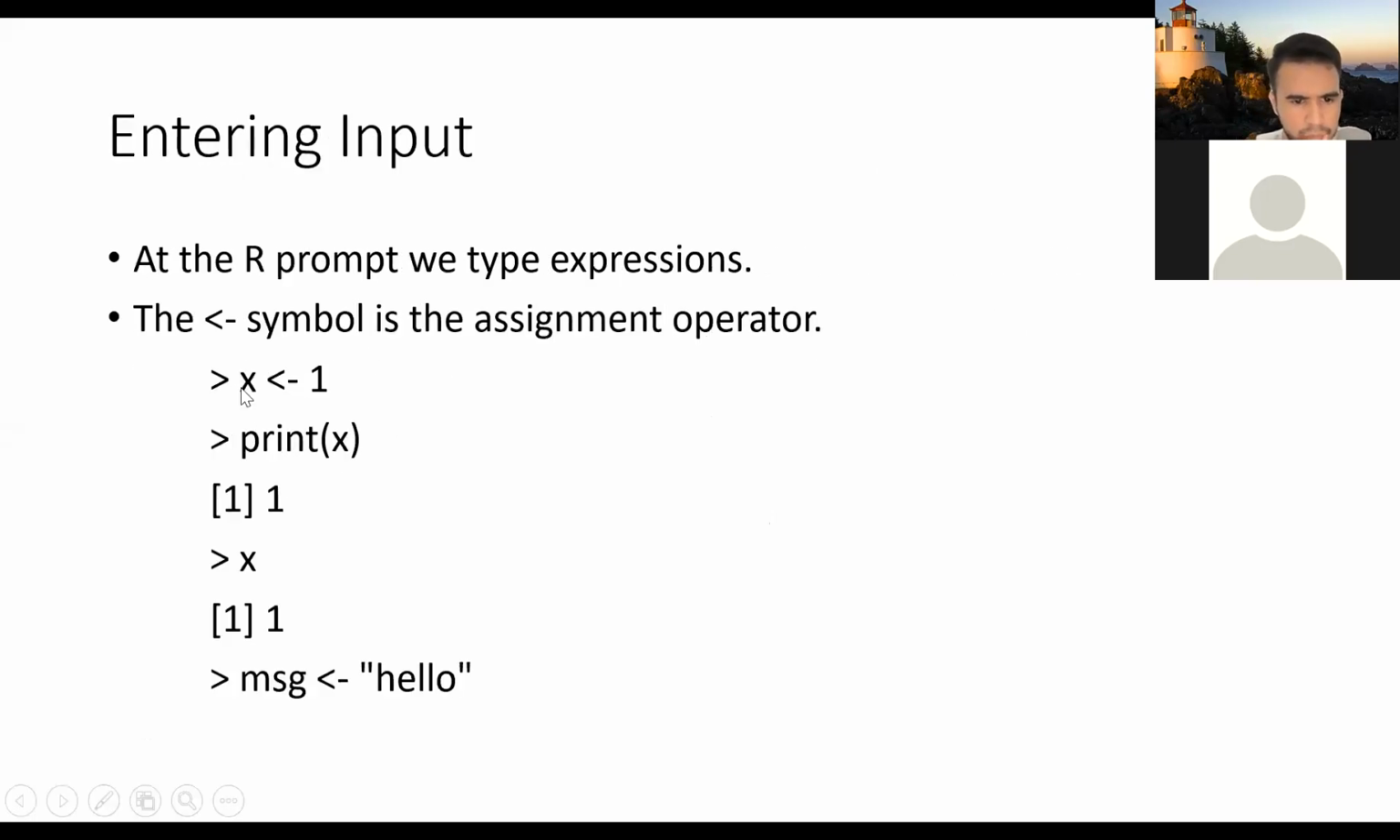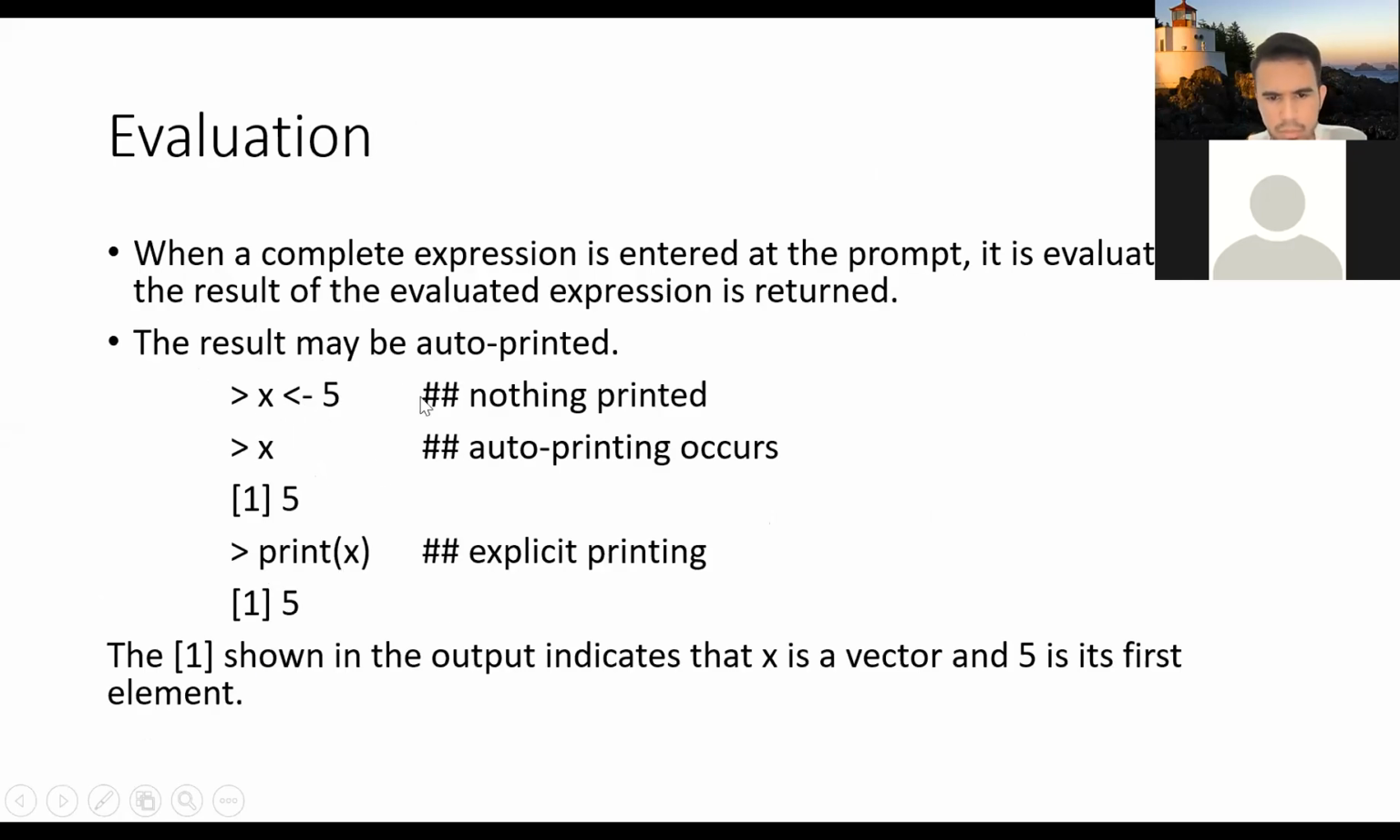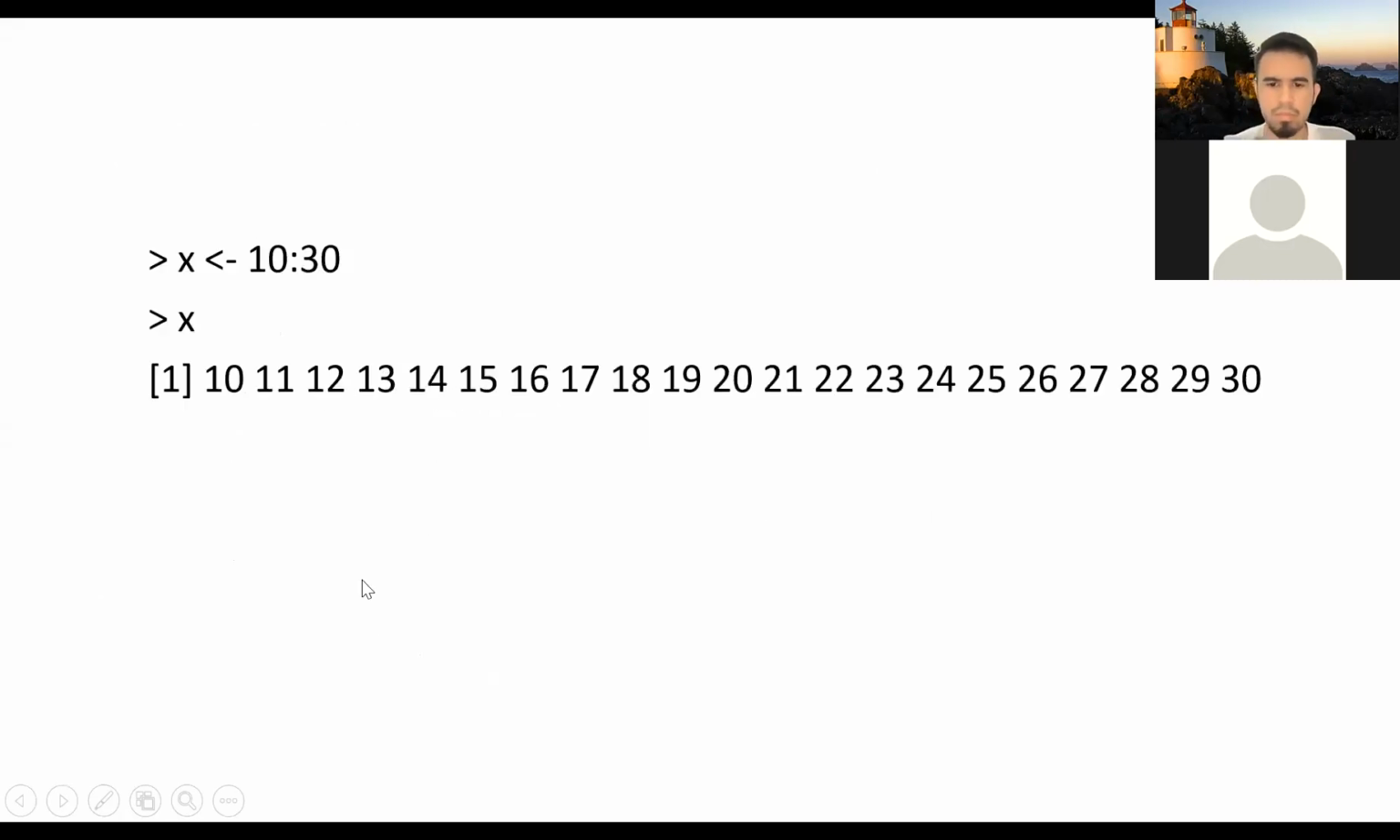Okay, this is how we enter input just now. X, we point, this is the arrow, 1, so we can print X become 1. Then you call X, X is 1. This is how you print message, hello. This is how you do evaluation. You can use this command, giving 5 to X, print X, is explicit printing. You can put, okay, this is the range. You can put range 10 to 30. So X between 10 to 30. We have 1, we have this 10 until 30.